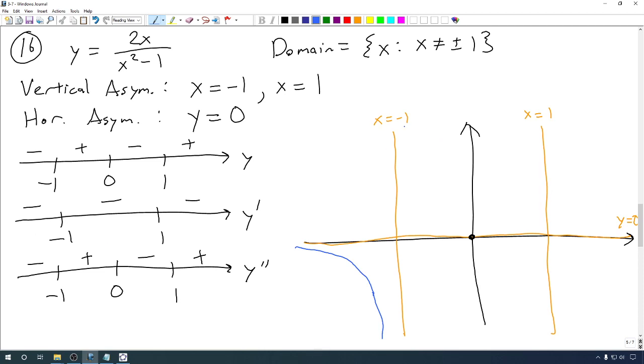Then after negative 1, well, it still has to be decreasing. Since it's decreasing, it has to be coming from positive infinity. It can't be coming from negative infinity, or it has to be increasing. That corresponds to the fact that we know our function is actually positive. So it definitely is positive over here. It's definitely decreasing. It has to be coming from this positive infinity.